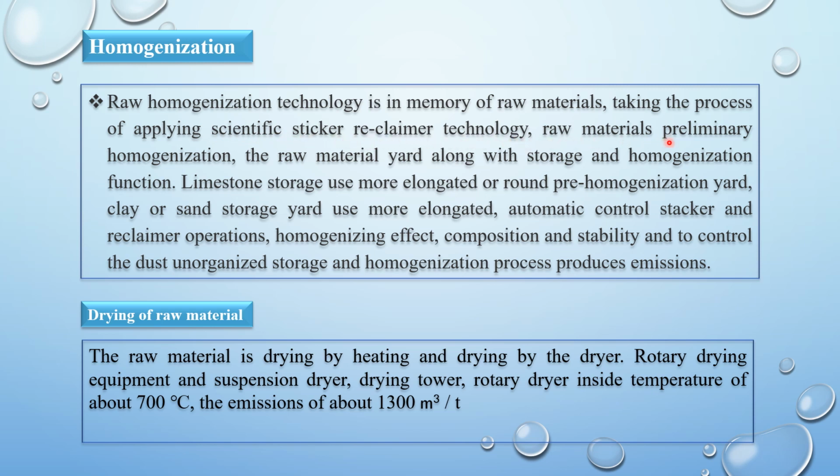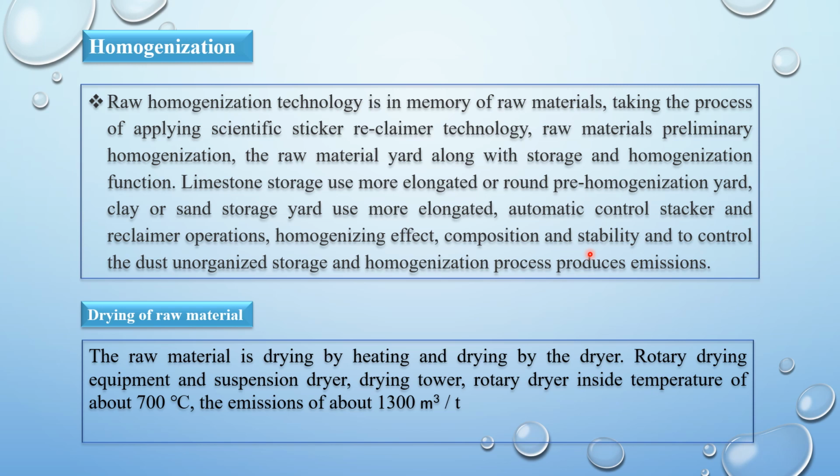Raw material pre-homogenization: the raw material yard has both storage and homogenization functions. Limestone storage uses a more elongated or round pre-homogenization yard. Clay or sand storage yards use a more elongated automatic control stacker and reclaimer operation. Homogenizing affects composition and stability, and to control the dust, unorganized storage and homogenization processes produce emission.